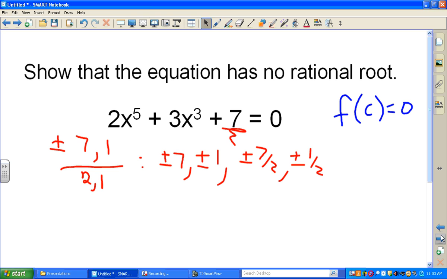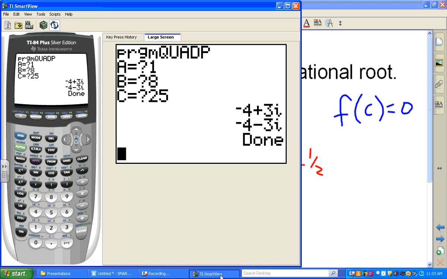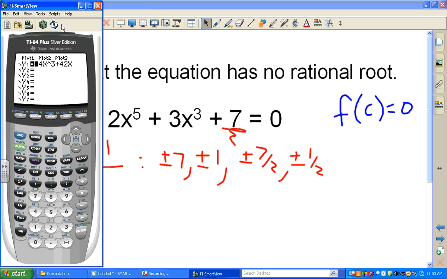Now here's a fancy way of doing it. I'm going to show you a fancy way. Y equals, I'm sure you probably already know this, I'm just reviewing it. 2x to the 5th plus 3x cubed plus 7. Are you ready? All right.